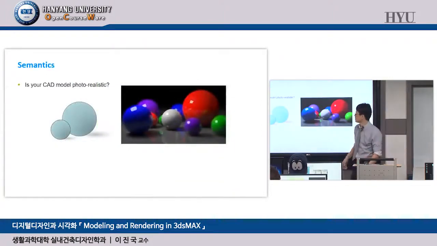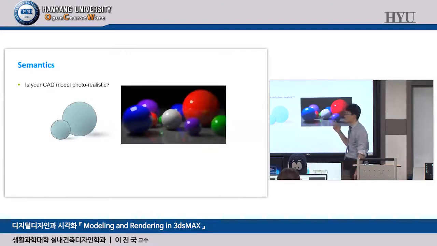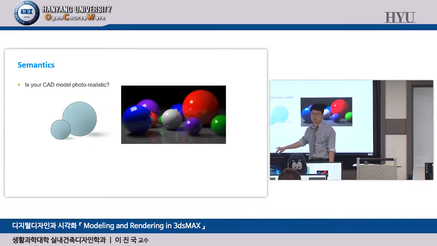Semantics. This CAD model looks like just line drawing and color shade, that's it. But this one is photorealistic. Which one is better? In terms of visualization, this is looking better. But what if this one has related information, an amount of information, data, on top of this image or behind this image? This one has semantic integrity, okay?